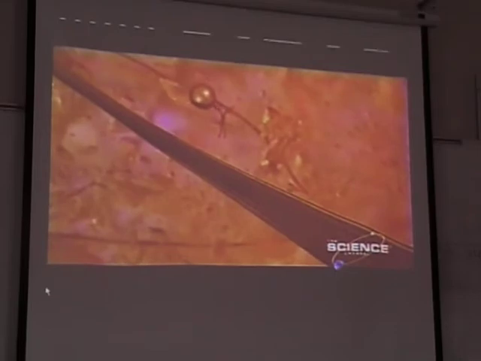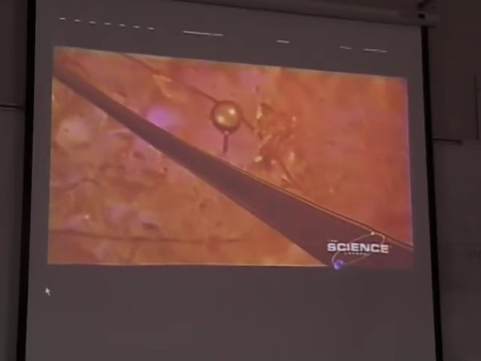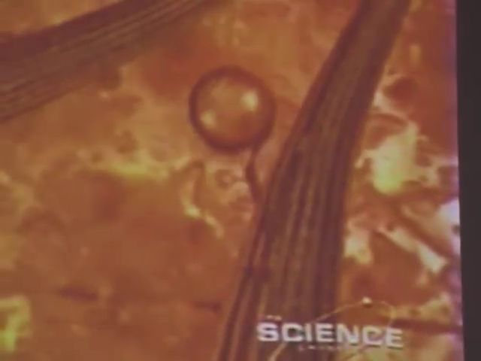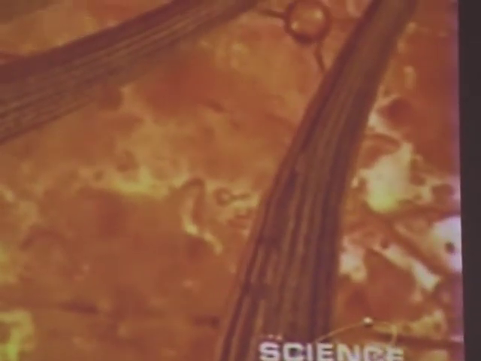The bubble hitches a ride on a motor no bigger than a molecule, which latches on to one of the miniature monorail tracks that form the cell's transport network.